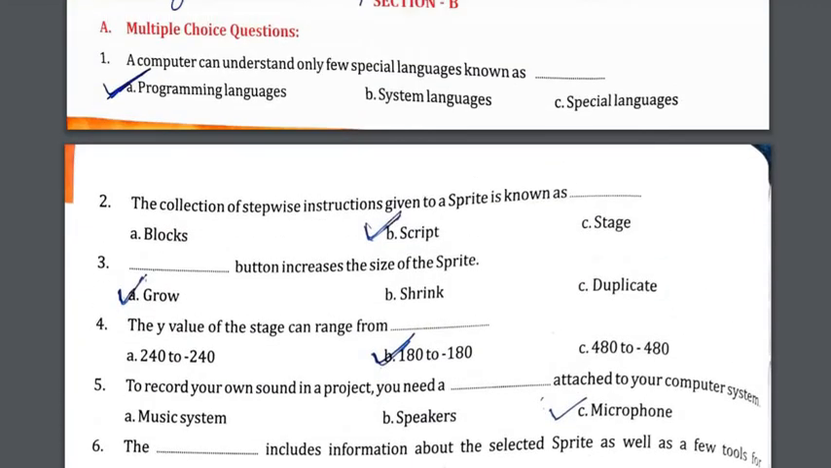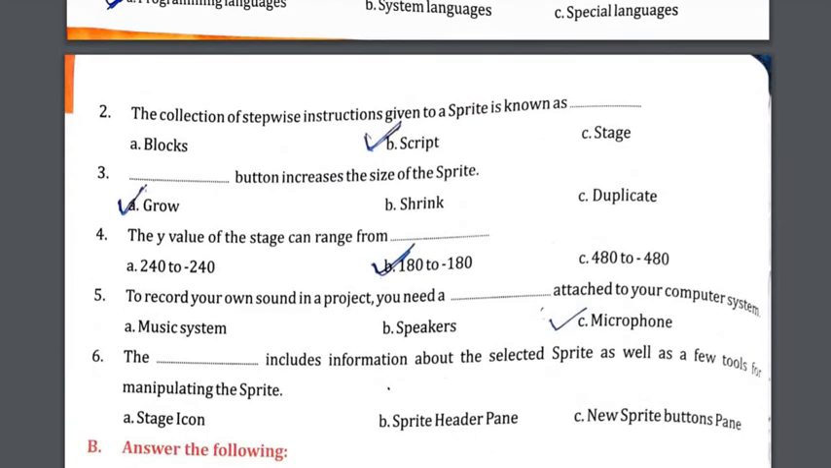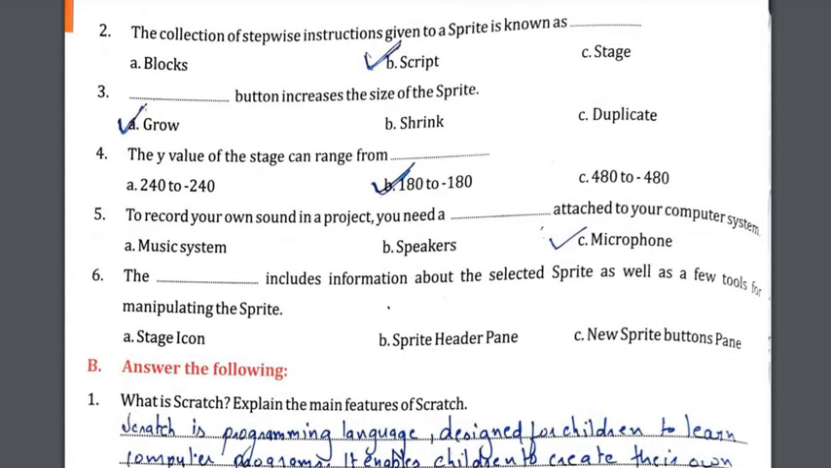Multiple choice questions. A computer can understand only a few special languages known as programming languages. The collection of stepwise instructions given to a sprite is known as script. Grow button increases the size of the sprite. The Y value of the stage can range from 180 to -180. To record your own sound in a project, you need a microphone attached to your computer system. The sprite info pane includes information about the selected sprite as well as a few tools for manipulating the sprite.